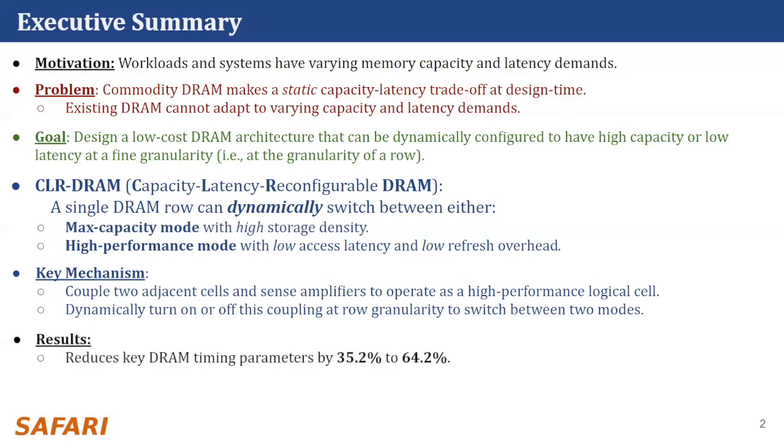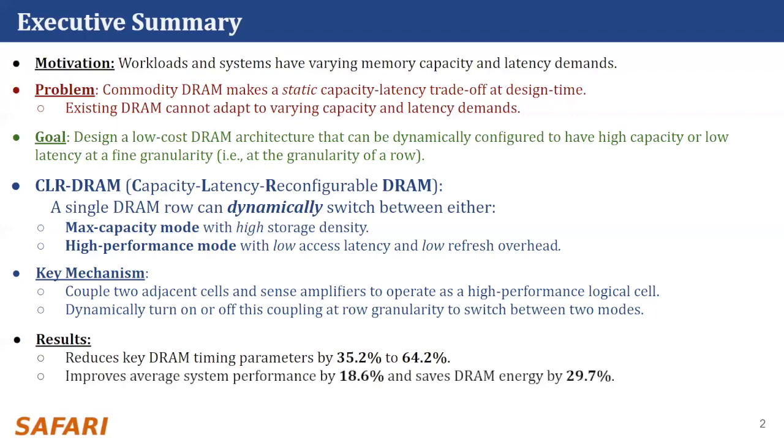Our SPICE simulation shows that a high-performance mode row in CLR-DRAM significantly reduces four major DRAM cell access timing parameters. Our system-level evaluation shows that mapping pages to high-performance rows in CLR-DRAM improves average system performance and saves DRAM energy. We hope that future work explores CLR-DRAM to develop more flexible systems that can adapt to the diverse and dynamically changing DRAM capacity and latency demands of the workloads.